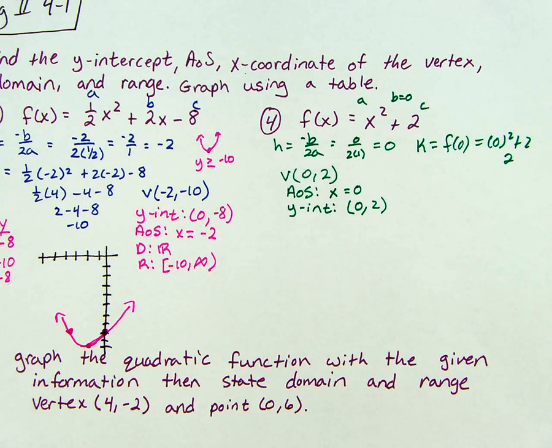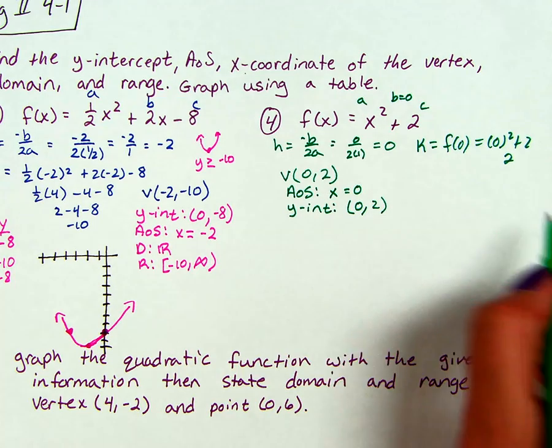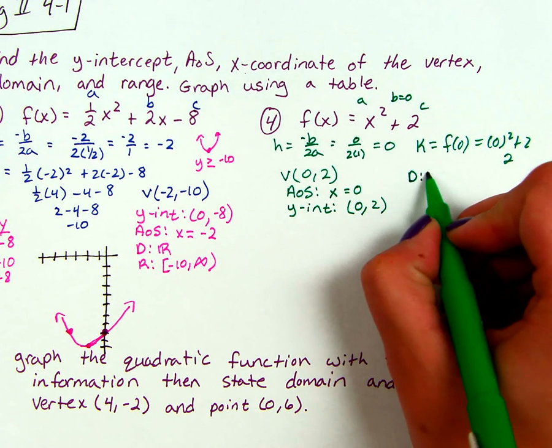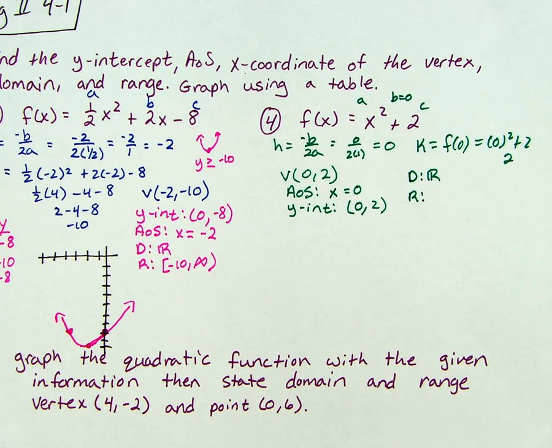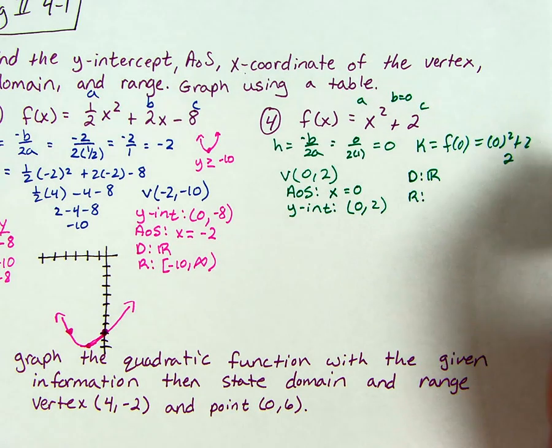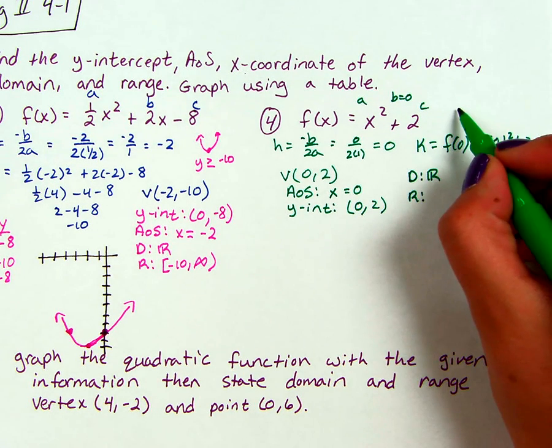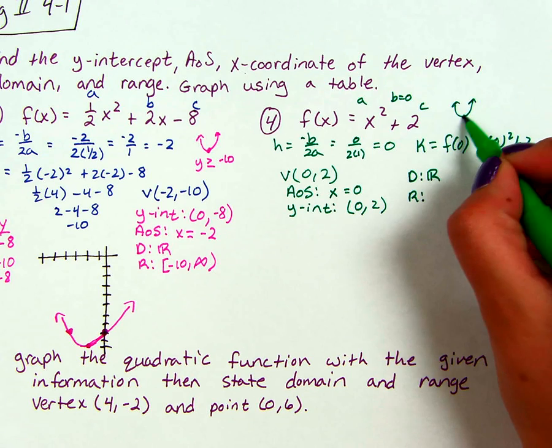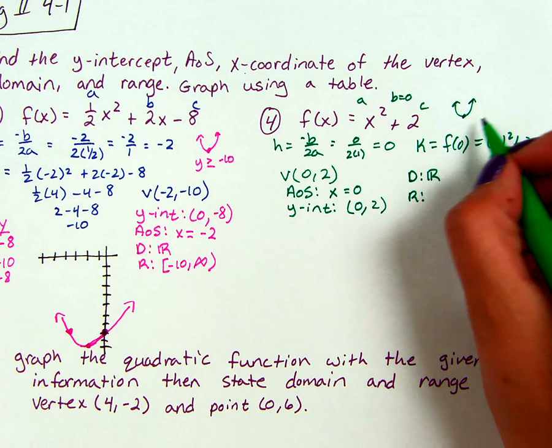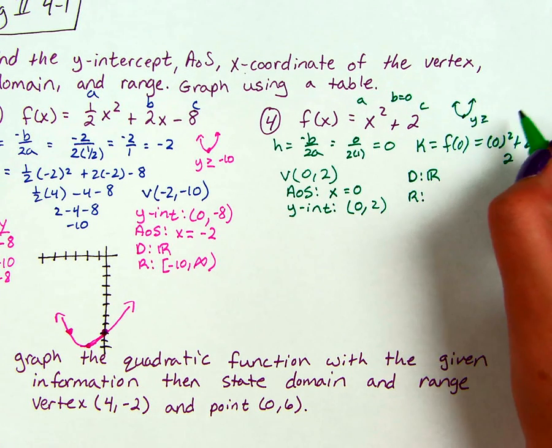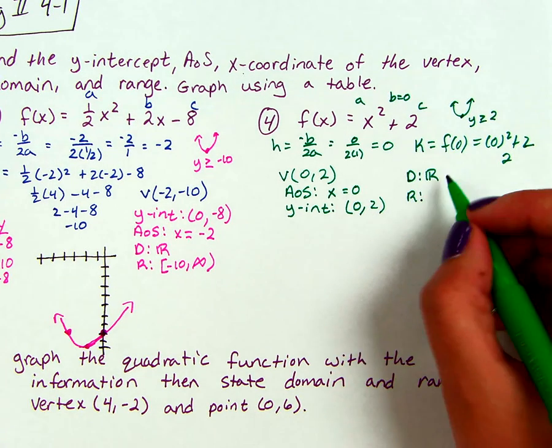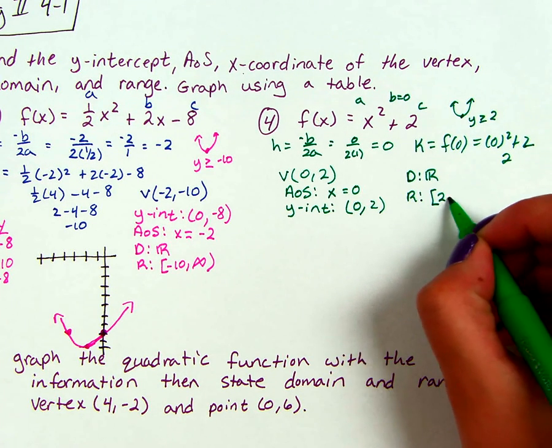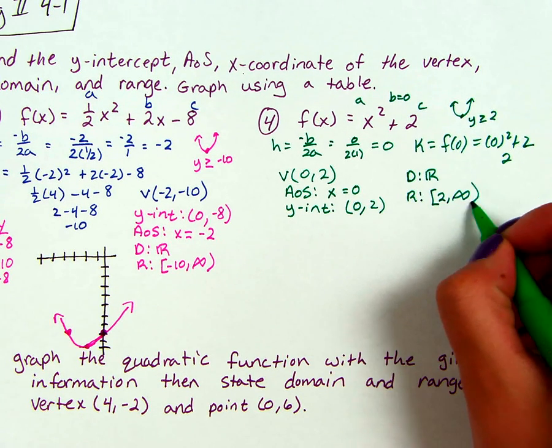And the next thing that we need is the domain. So again, domain is just going to be all real numbers. And then our range depends on our a. So a is positive, so that means our graph is going to open up like this. Again, that vertex is at the bottom, so I'm going to need all my y values bigger than or equal to whatever our k is. So k is 2. So in interval notation, we are going from 2 all the way up to positive infinity.